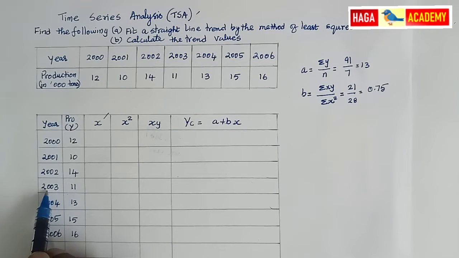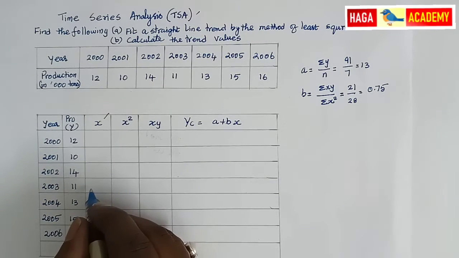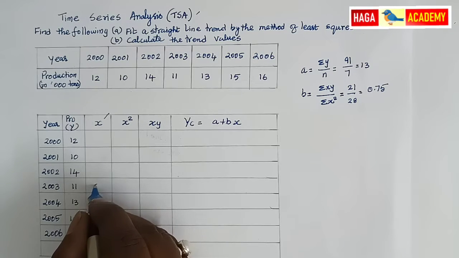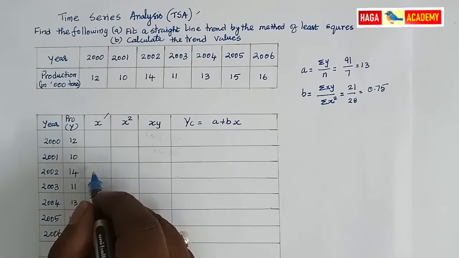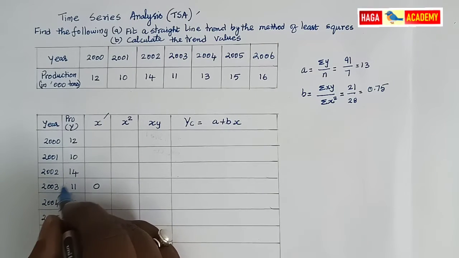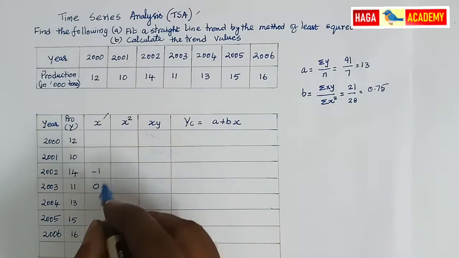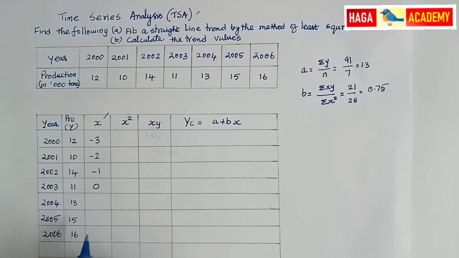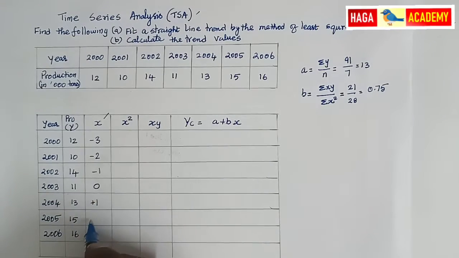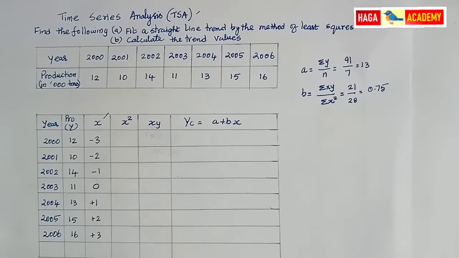The mid year, for example 2003, you consider as 2003 minus 2003, so you take it as 0. The mid value is 0. From 2003, you subtract from each year. For example, 2002 minus 2003 gives minus 1. Next category, minus 2. Next, minus 3. Below, we will have plus 1, plus 2, plus 3. The plus sign is not required; for your understanding purpose, I formulated this.